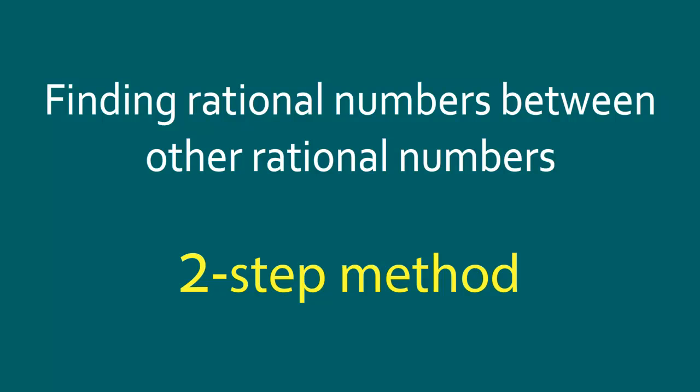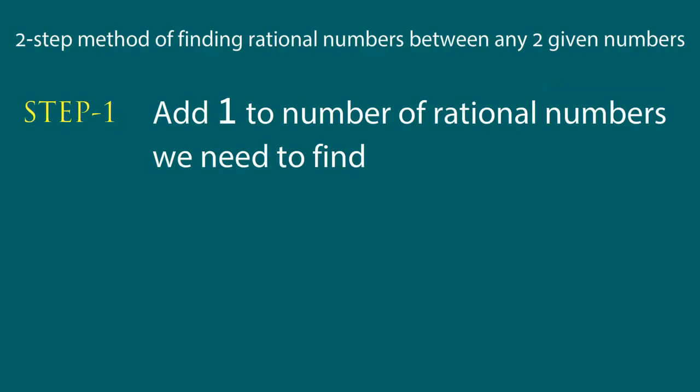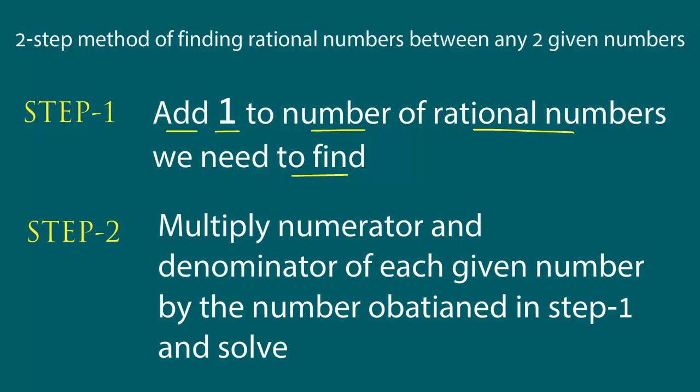Finding rational numbers between other rational numbers using the two-step method. So what is this two-step method? The method has two steps, as you can imagine. Step 1 states: add the number 1 to the number of rational numbers we need to find. Then the second and final step states: multiply the numerator and the denominator of each given number by the number obtained in step 1 and solve.